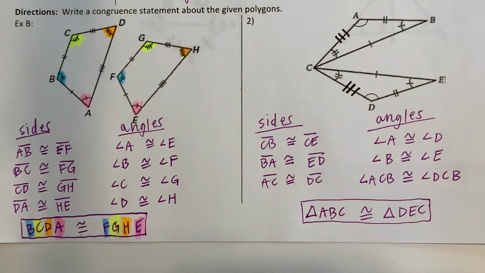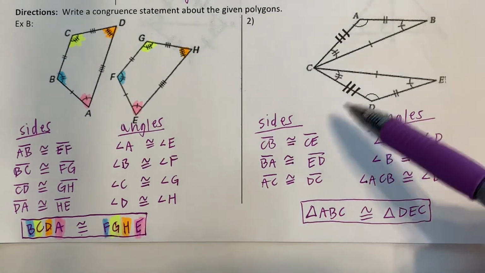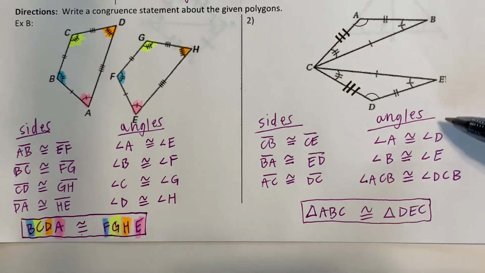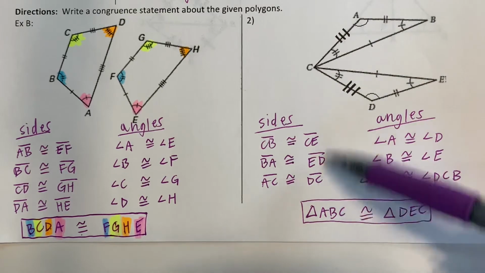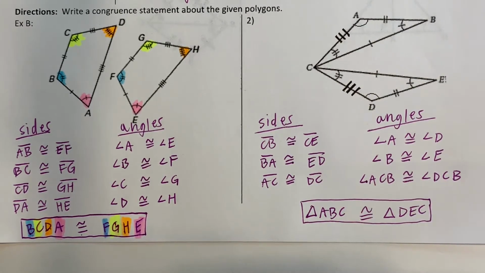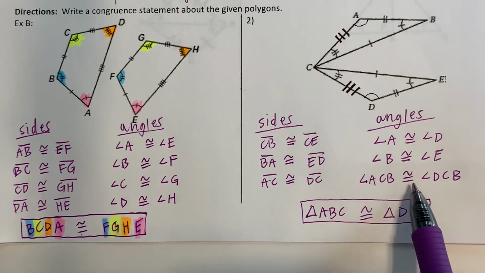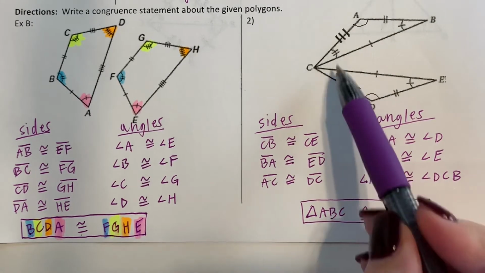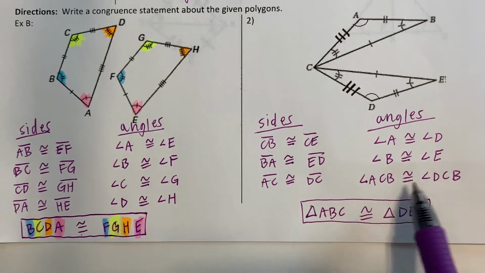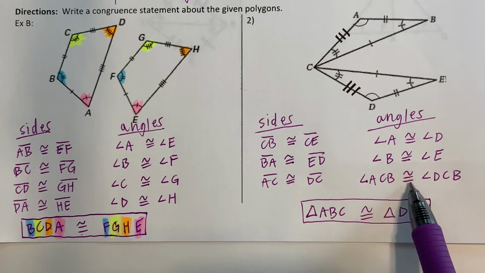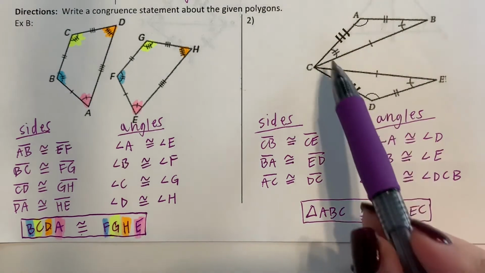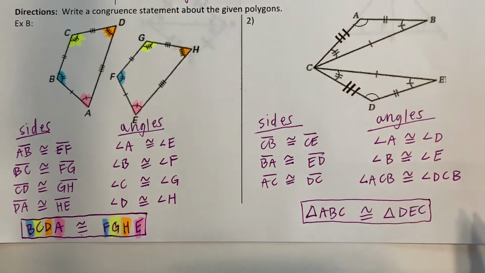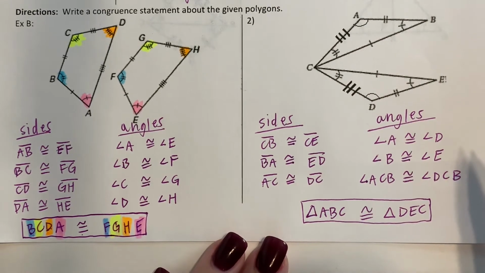Here's what I came up with for you try 2. I had 3 congruent sides and 3 congruent angles. The order that you listed these does not matter. I do want to point out that this angle right here, when we talk about angle C, if you did not use 3 letters, you need to revise that. You must use 3 letters. You cannot just say angle C is congruent to angle C. And we talked about this previously when titling angles.